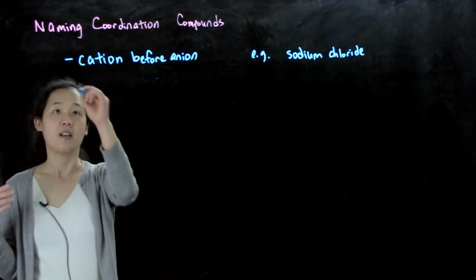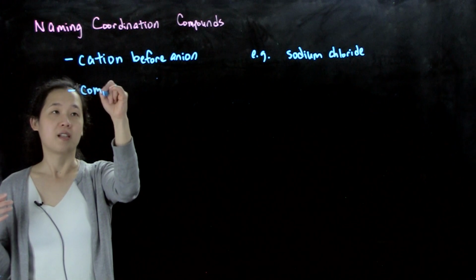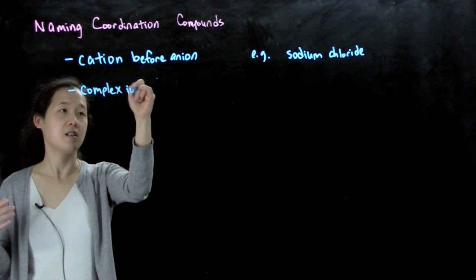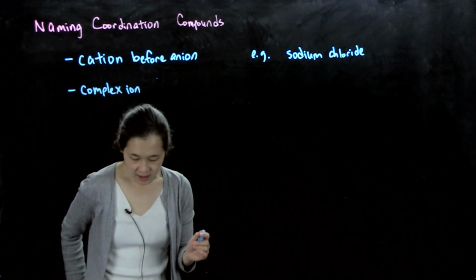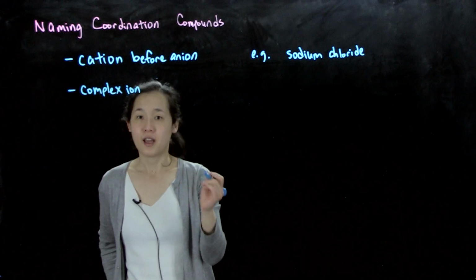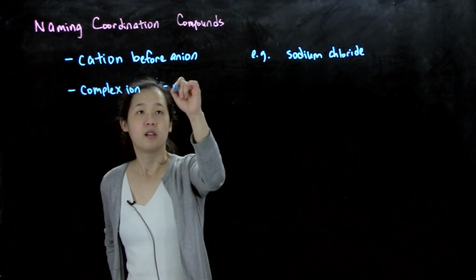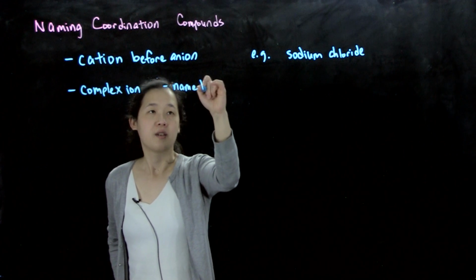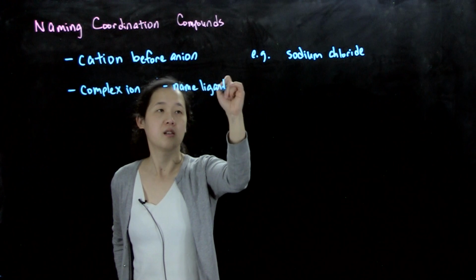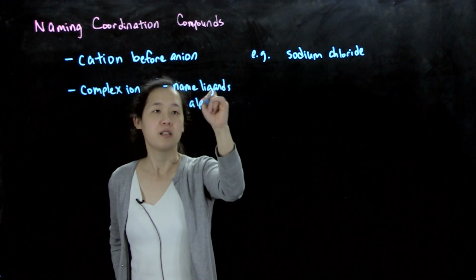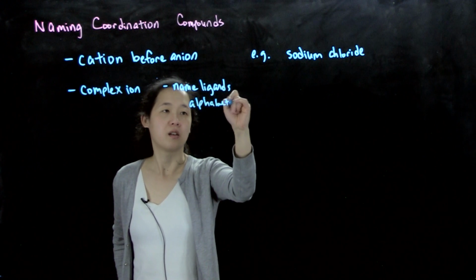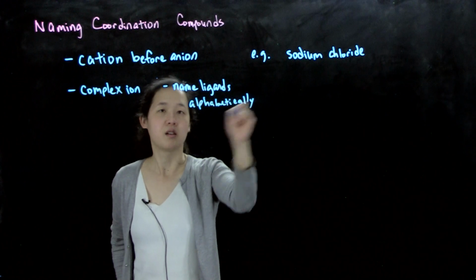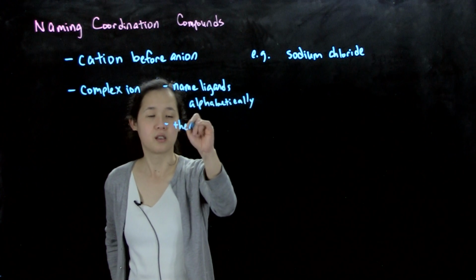Okay. The second one is when you have a complex ion, so you have your metal center as well as your ligands on it, so that's your complex ion. You name the ligands alphabetically, and then the metal.